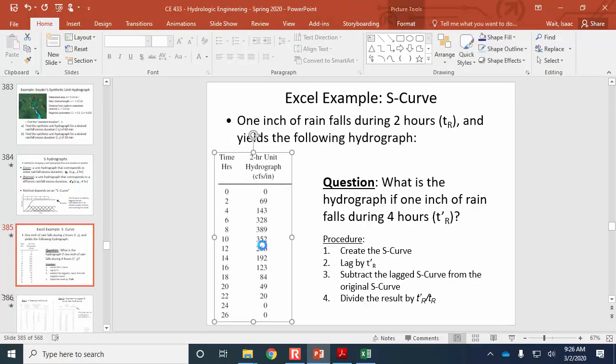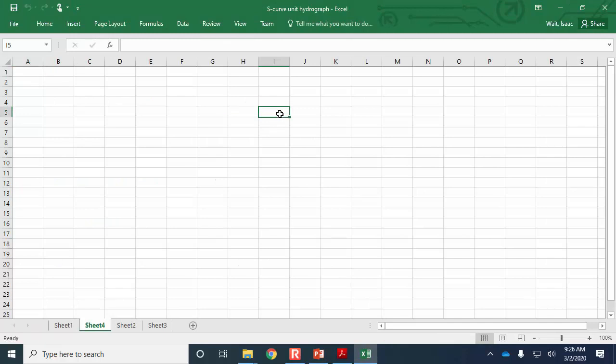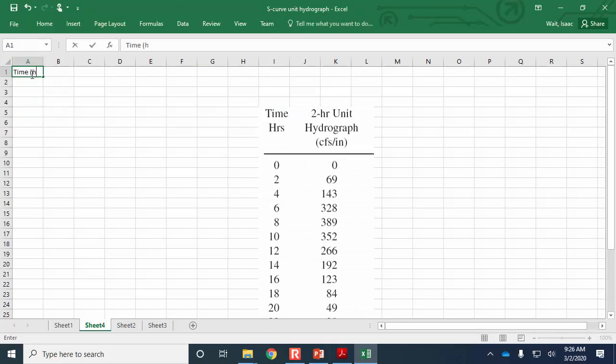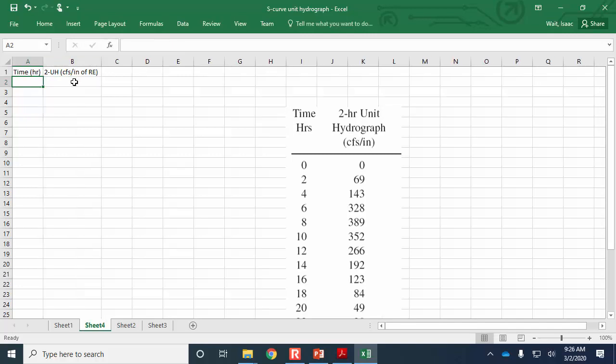All right, so here's our original hydrograph. Let's key in that data, where at the top we're going to have our time, and then the 2-hour unit hydrograph in CFS per inch of rainfall excess. Remember, rainfall excess is the difference between rainfall and the infiltration and abstractions. So we'll put in the original unit hydrograph that we had, which was during a 2-hour period: what's the runoff going to be from this watershed? So 0, 69, 143.